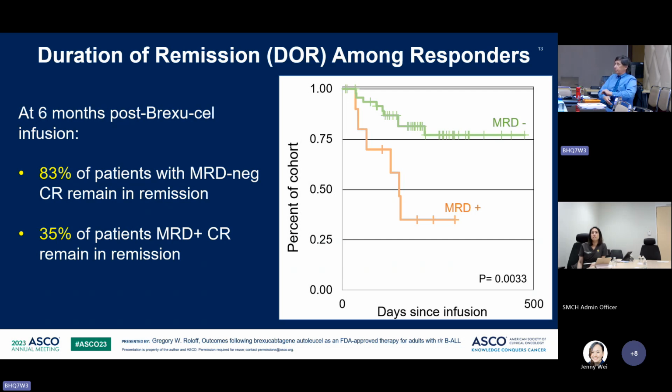Well, they asked the question with brexucabtagene, what should you do? And what they looked at with brexucabtagene, which is adult ALL, is that if you're MRD negative after CAR T, you have a chance of having a prolonged duration of remission. If, on the other hand, you were found to be clone-seq positive for your original disease, you could see there's a very high risk of relapse.